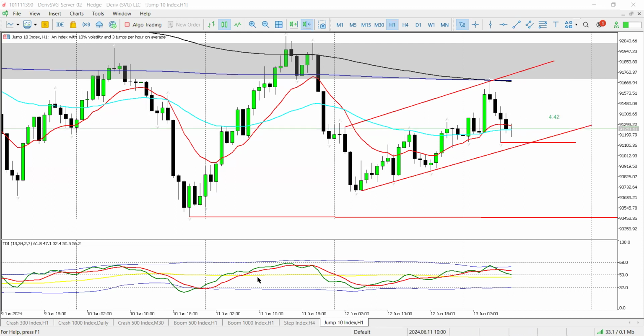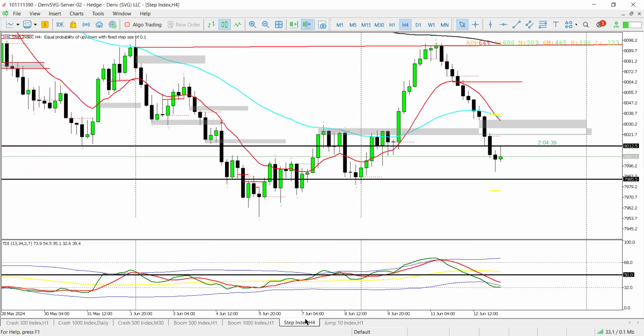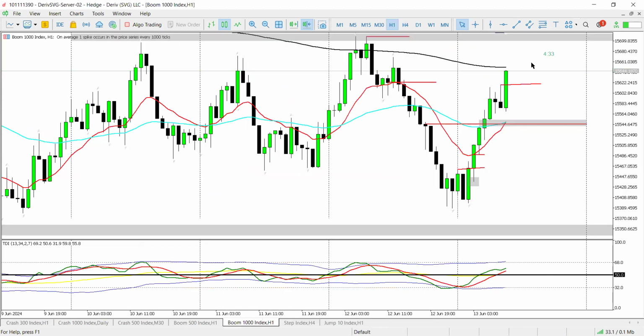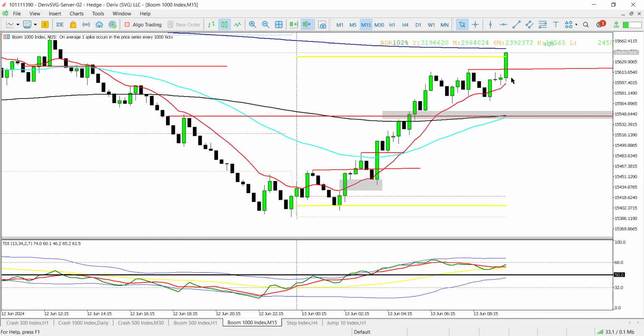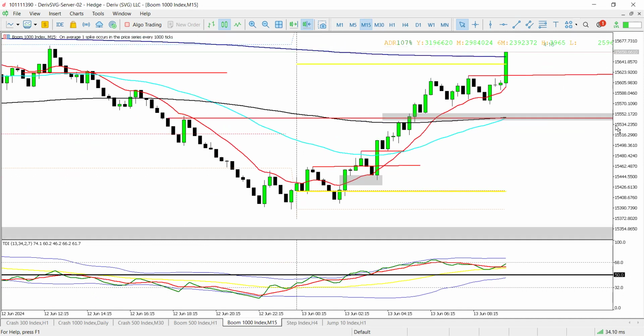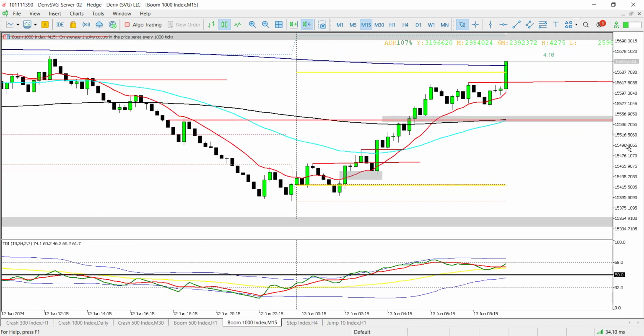So J10, that's the view. Step index, more patience with it. Let's see what they will do. B1 actually broke this level. Let's see if there was a chance to enter. I don't think there was a chance to enter unless you bought below. So for me, for now, this is a miss on B1. I won't chase it. It looks like it's actually pushing. I won't chase this one.